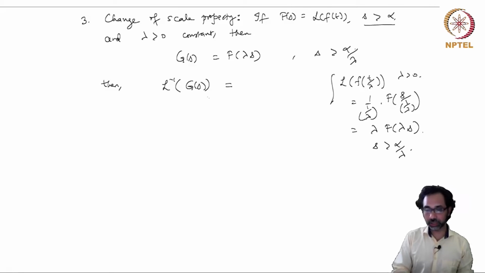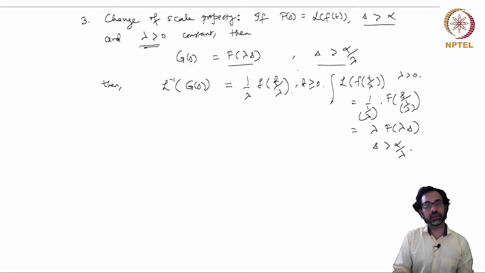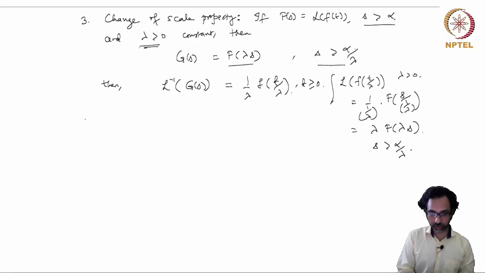So therefore the inverse Laplace transform of this function G(s), which is F(lambda s) defined for s greater than alpha over lambda, is simply 1 over lambda times f(t over lambda) defined for t greater than 0. Now we have to be careful not to use this change of scale property for any real number lambda, because it only holds for positive lambda. So this is a caution that it might fail for negative lambda.